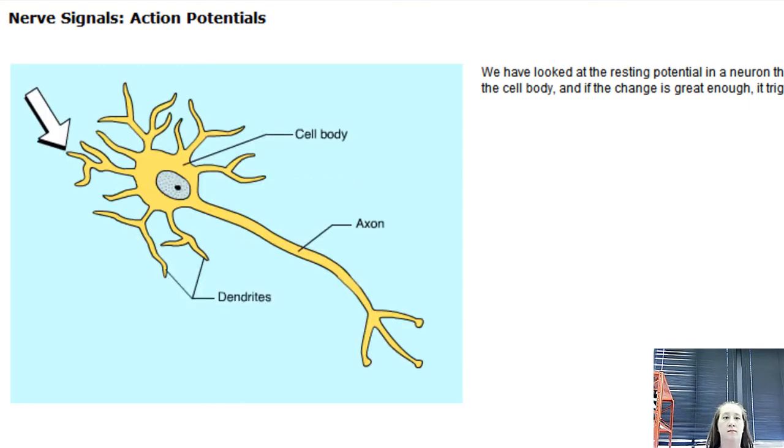We have looked at the resting potential in a neuron that is not transmitting nerve signals. What happens when the cell is stimulated? A stimulus may change the permeability of the cell membrane to sodium or potassium ions. This alters the distribution of charge in the cell body, and if the change is great enough, it triggers a signal called an action potential that moves down the axon. How does the action potential move along the axon?